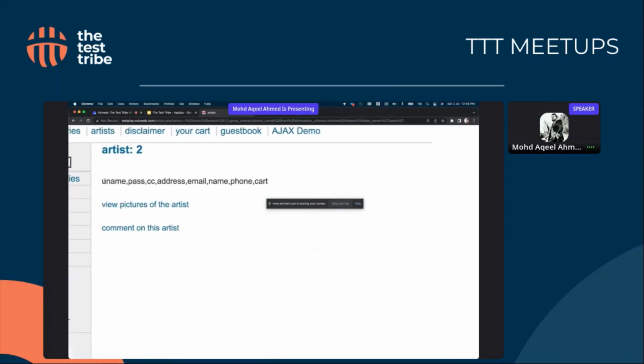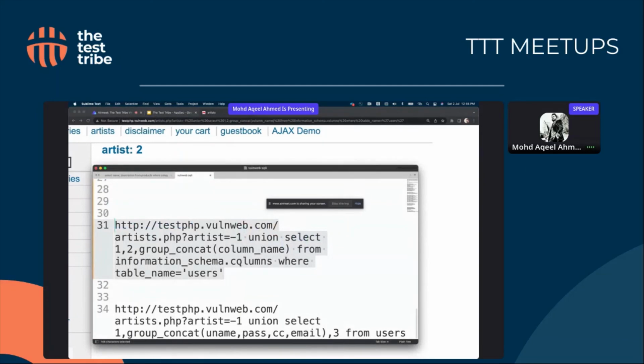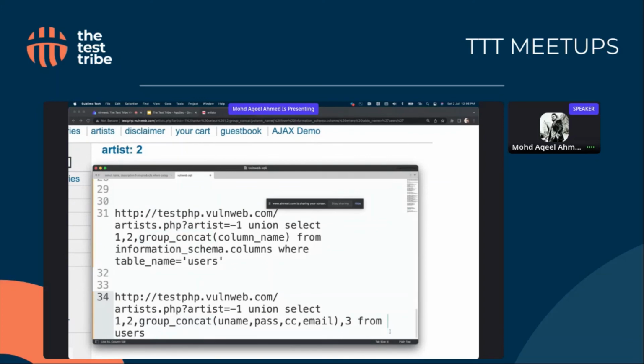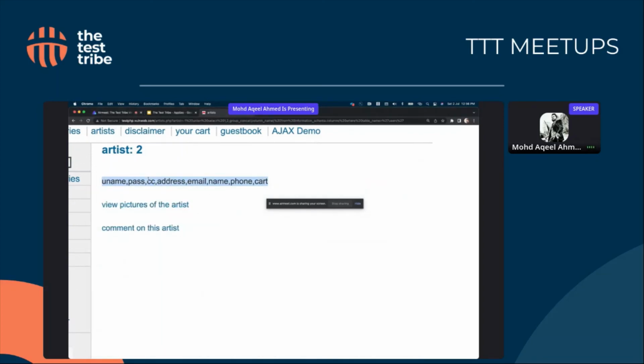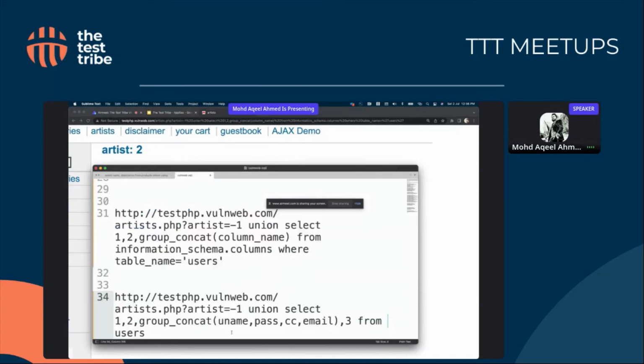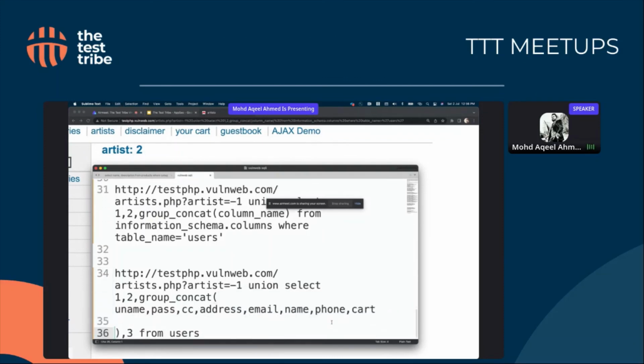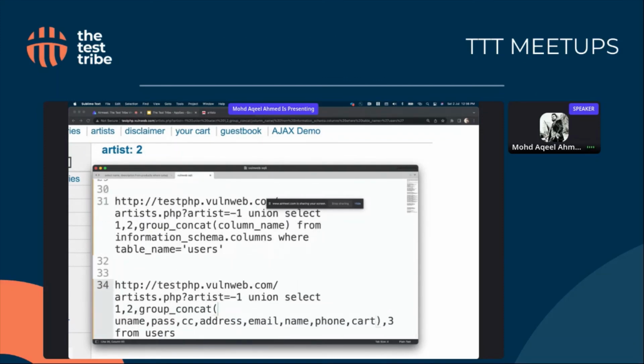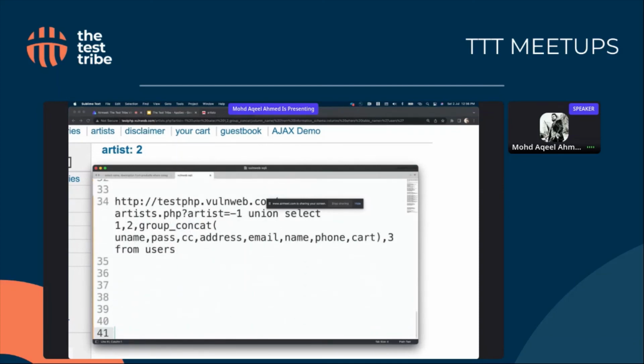So within the user table, these are the columns that are available. Now, what are the columns that are most interesting or we are more interested in? So all we have to do now is just do this union select 1 comma 2 comma, and then do the group concat. In the group concat, I'll simply paste all of these columns, or whatever I'm interested in, I can put it there. So in the group concat, we are doing this. We are putting the column names.